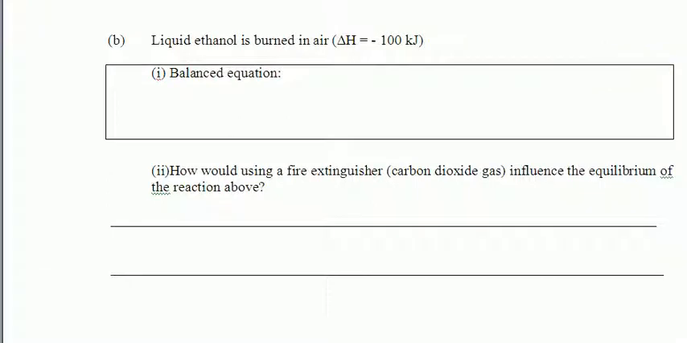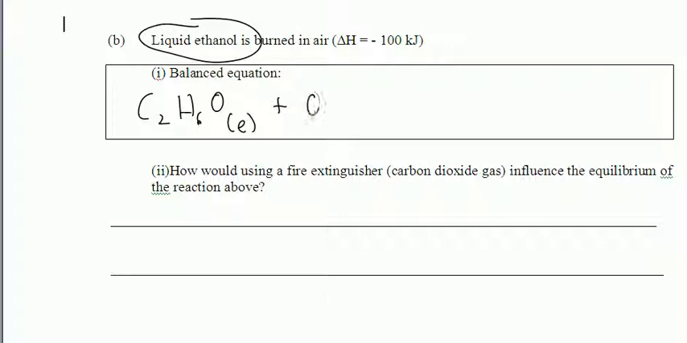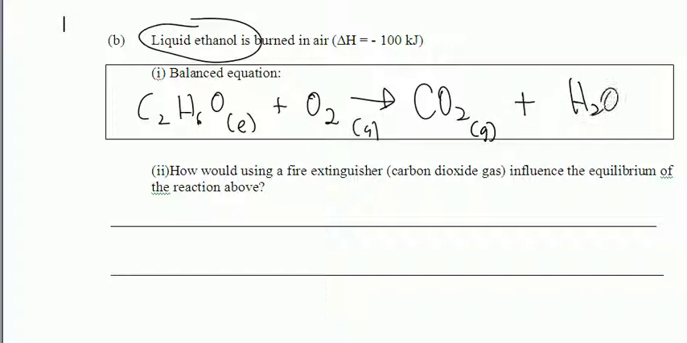B. Liquid ethanol is burned in air. Ethanol is C2H6O. It's liquid. It's made out of carbons, hydrogens, and oxygens. So burning means plus O2, arrow CO2. So gases plus H2O. Gas. Going to put a 2 here. Going to put a 3 here. Going to put a 3 here to balance it.